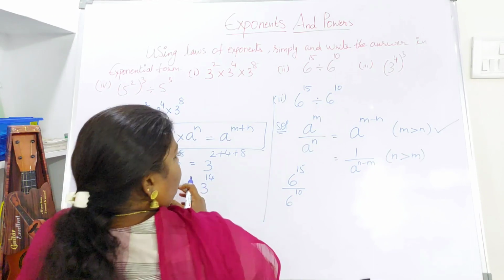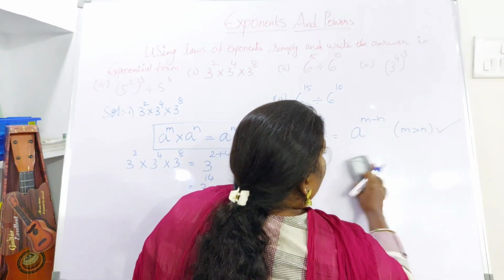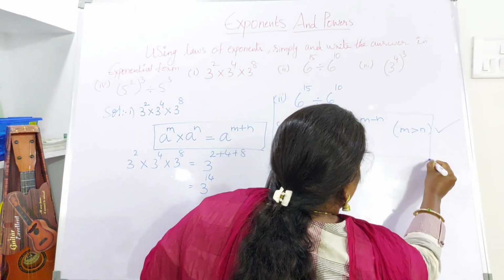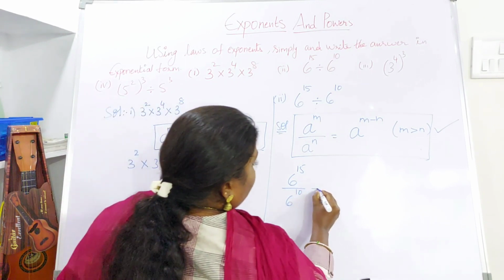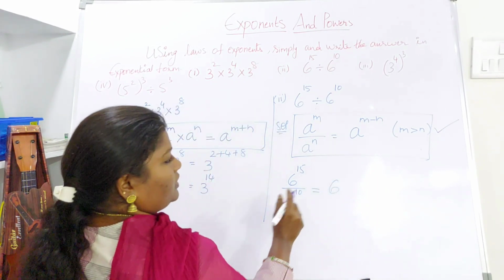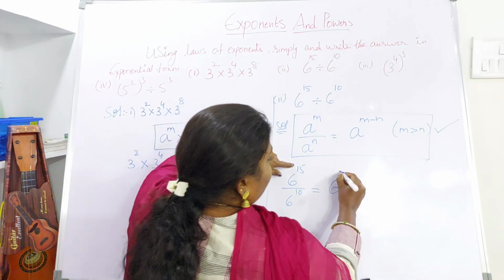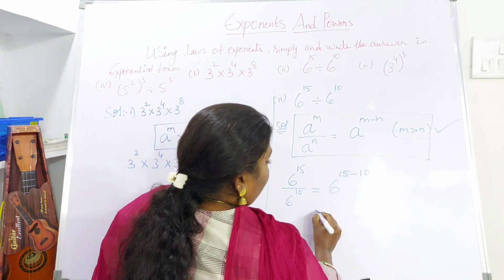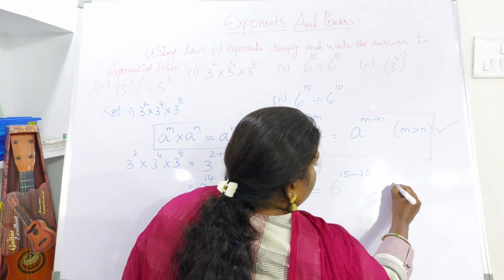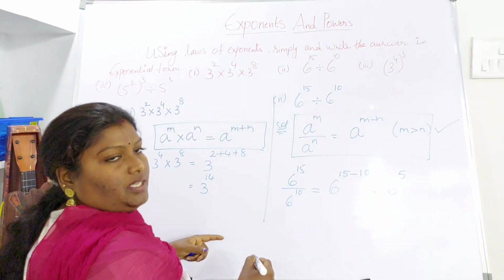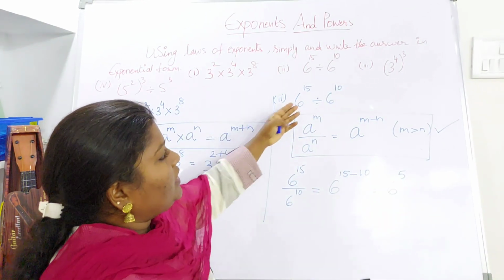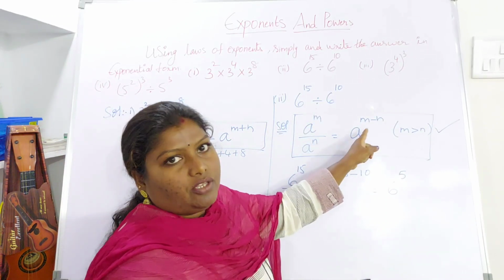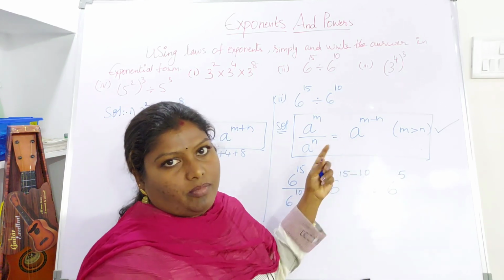Yes, so let me erase the other one. This is the formula we are going to use. So that is nothing but 6 to the power of m minus n, so that is 15 minus 10. Now 15 minus 10 is 5, so 6 to the power of 5. Yes, so this second problem is nothing but division. I have taken this formula, and you have to check whether m is greater or n is greater and take the formula accordingly.